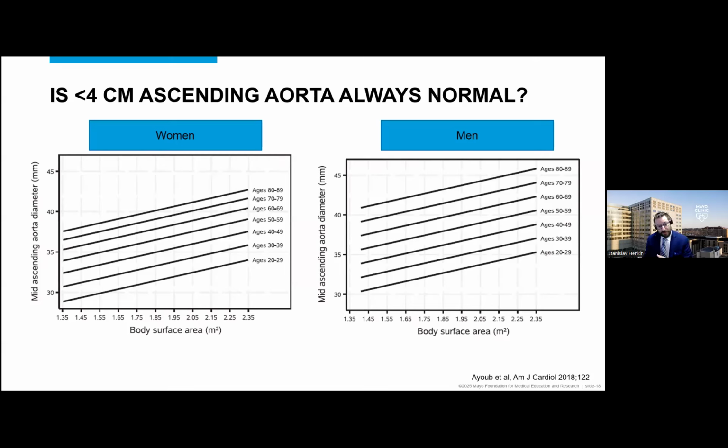We do have definitions that we can use, but just because the number is not what our definition gives, don't just say, oh, that's totally normal. Think about the body surface area, think about the age, and then decide whether it's normal or abnormal.